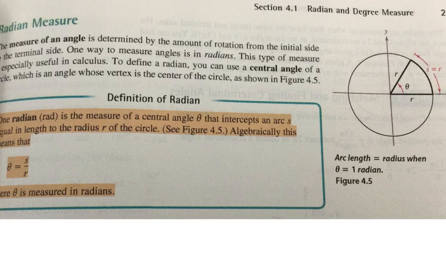This measurement and this one are the same. So I've rotated one radius along the outside. It's called a radian. Right? That's where radians come from.